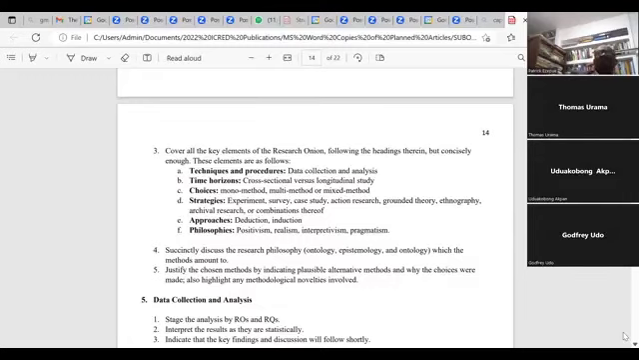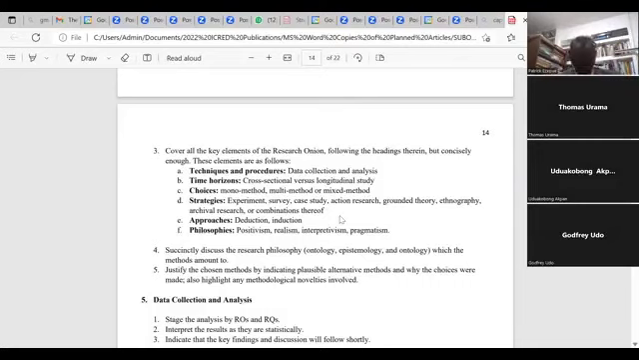But you need to also talk about techniques, data collection analysis, the time horizons, whether the data collection is cross-sectional versus longitudinal, the choices you're making, is it a mono method, a multi-method, or a mixed method? The strategies, is it experiment or survey? Is it a case study, action research, and so on and so forth? You need to talk about approaches. Is my method deductive or inductive? We now talk about the philosophies.